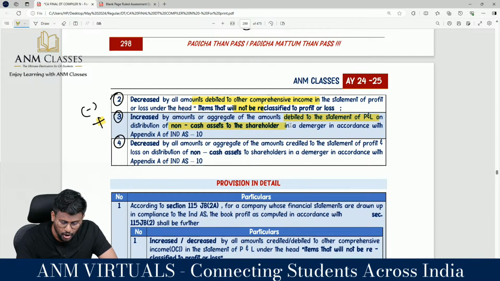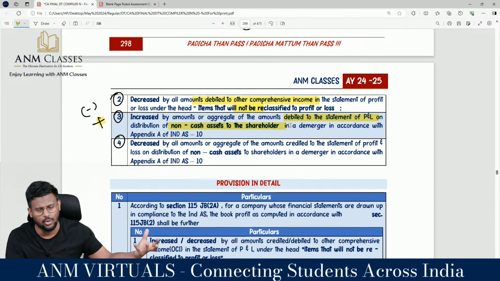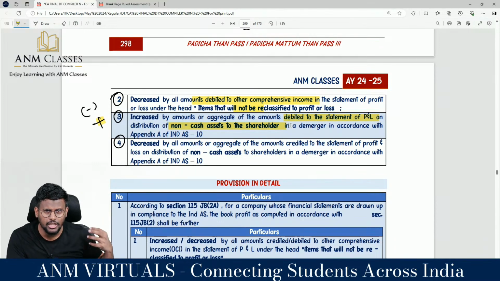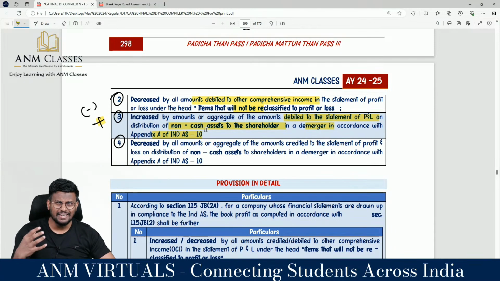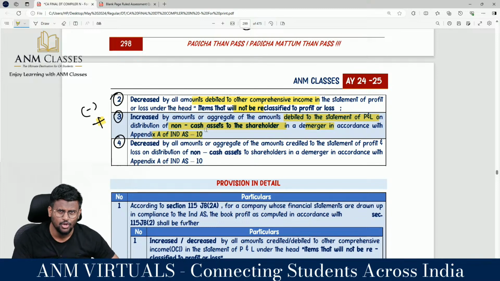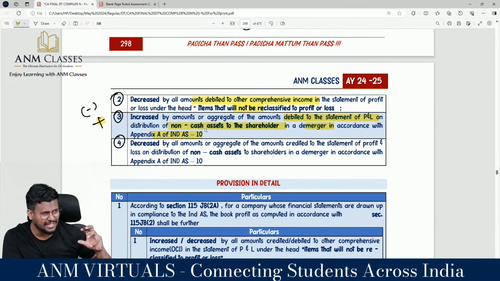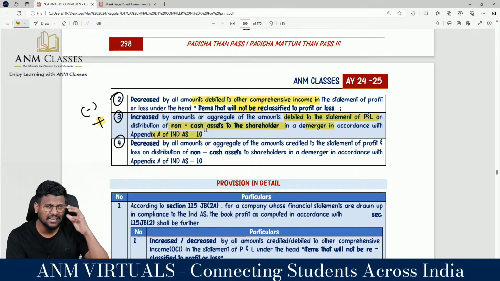On distribution of non-cash assets to the shareholders of the company, if you are distributing non-cash assets in a demerger in accordance with Appendix A of Ind AS 10, my dear lovable students, if you are distributing non-cash items to the shareholders at the time of demerger, that is, there was a big company, you are demerging the company in order to settle the shareholders of the resulting company.